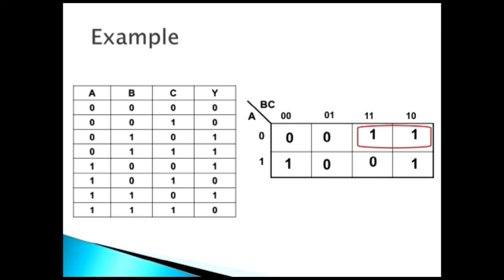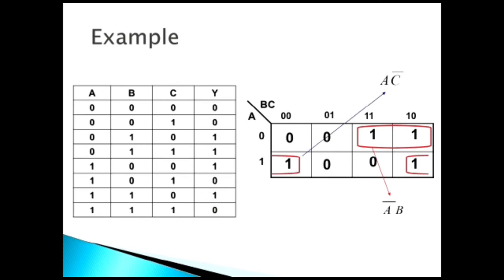Now, the first pair, which is shown in the red circle, and similarly we can make another pair in this manner. The first pair gives us the term A complement B, because in this case A is unchanged, but for BC, 1 1 is changing to 1 0. So, the C will not be considered in this term.